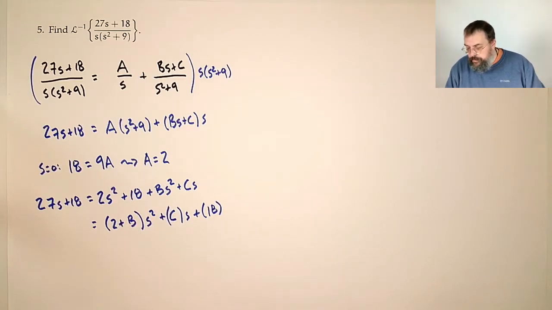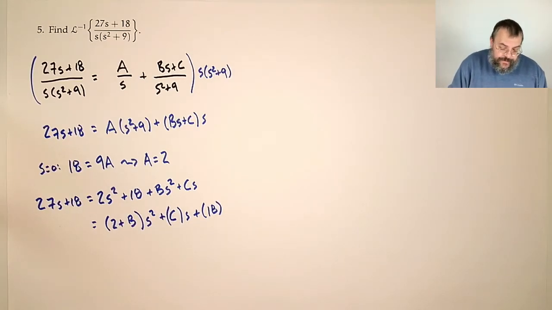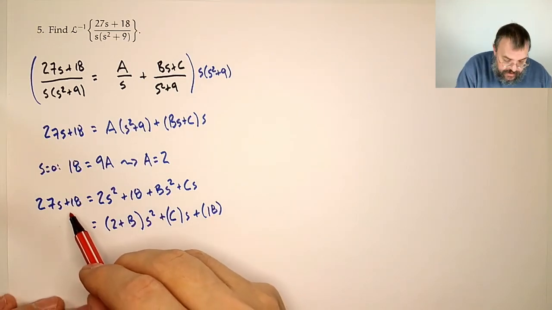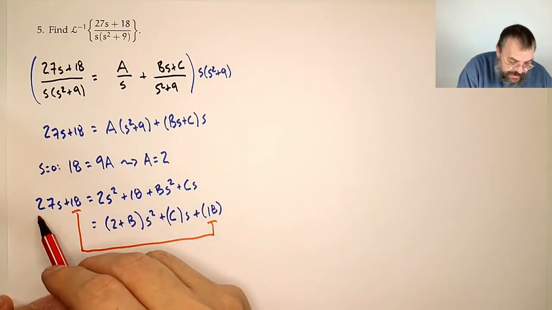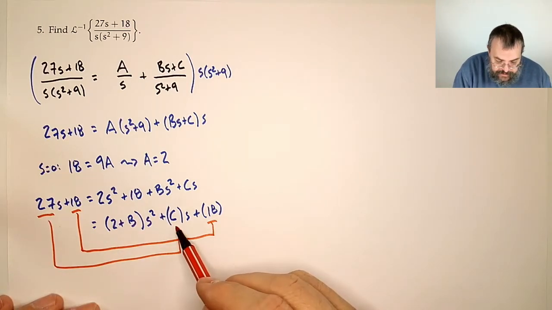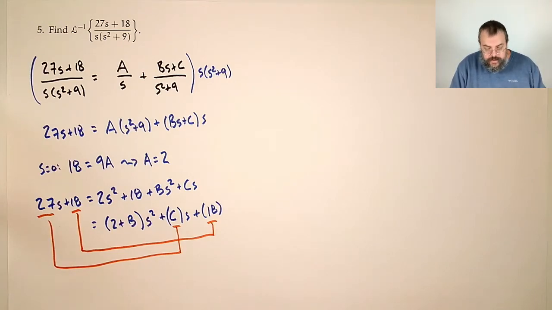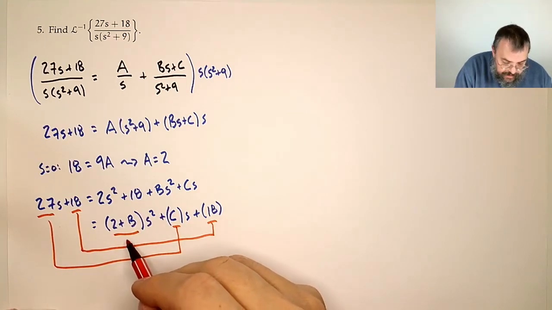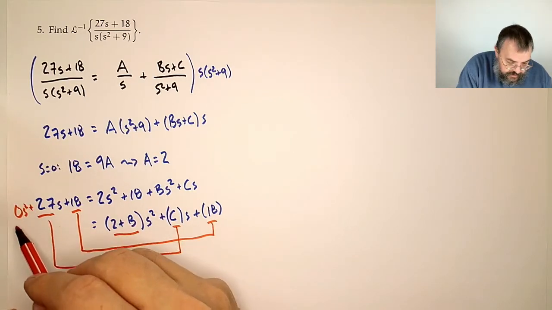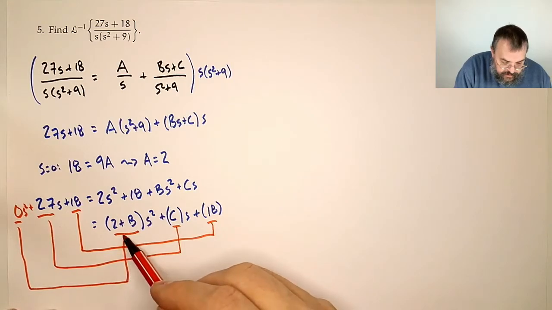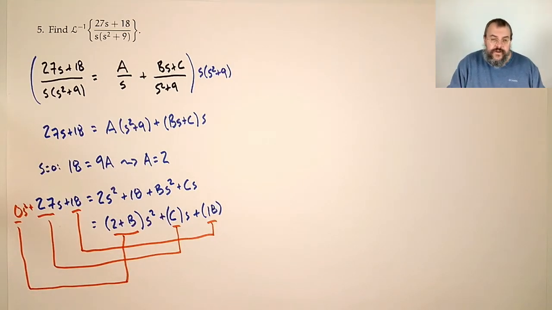And now we play our matching game. Coefficients have to match. So the 18 has to match with the 18. No surprise there, it already does. The 27 has to match here. Oh, all right, well, great. Now we know what that needs to be. And then the 2 plus B has to match, well, we'll just put a 0 here. So that matches there. So now with this, we can read off.